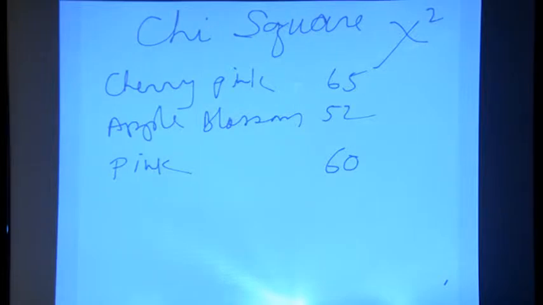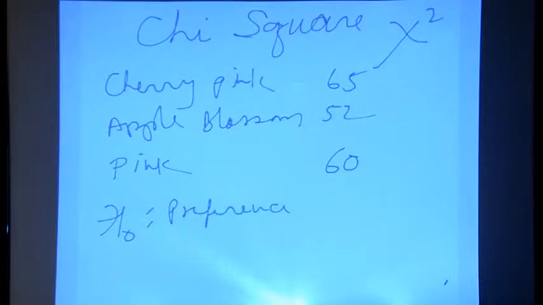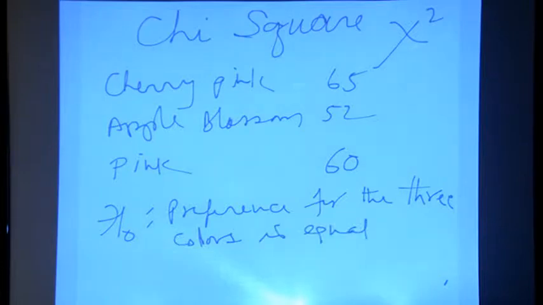For that we are going to work with this one particular variable. We first of all state the null hypothesis. The null hypothesis says that the preference for the 3 colors is equal. That means, we say all the 65, 52 and 60 are not much different. We are saying it is by chance that 65, 52 and 60 differ, otherwise they should be the same.